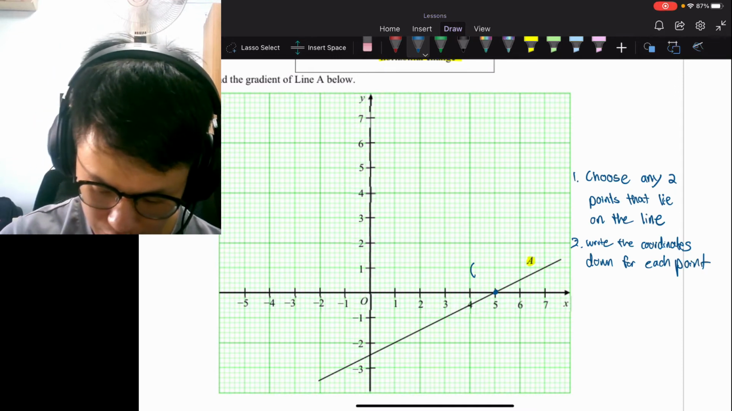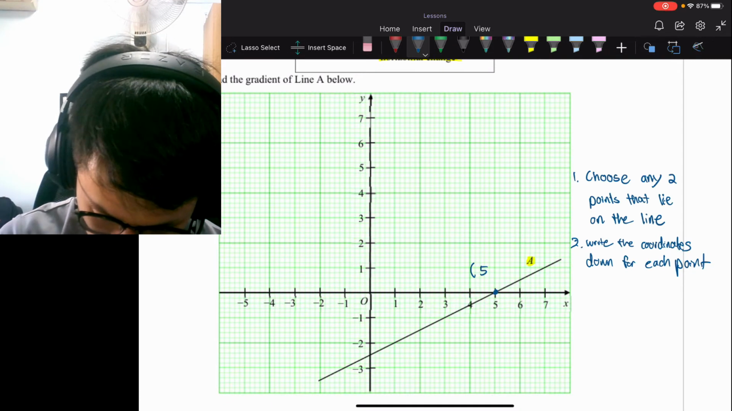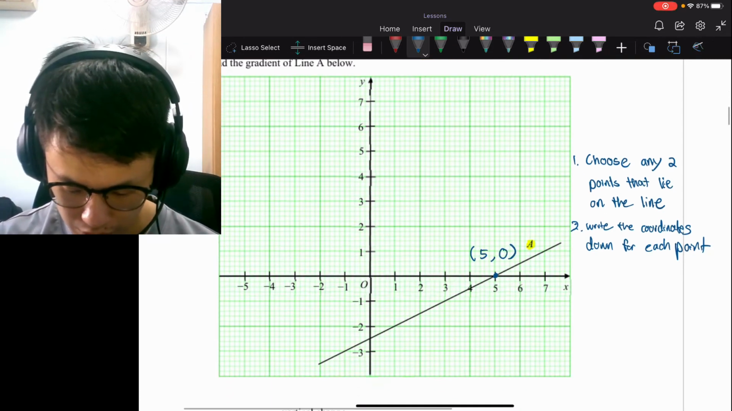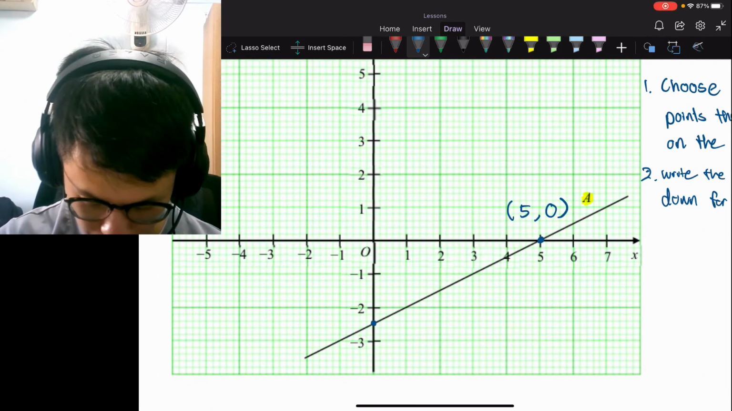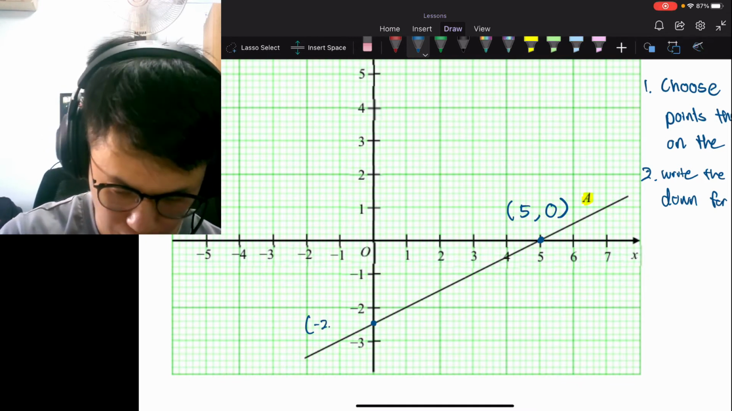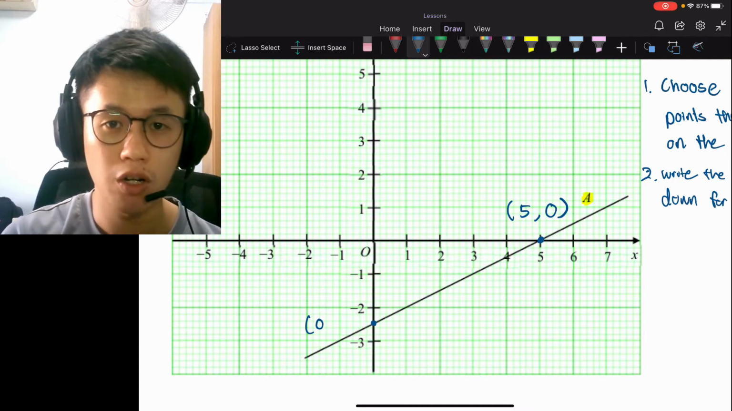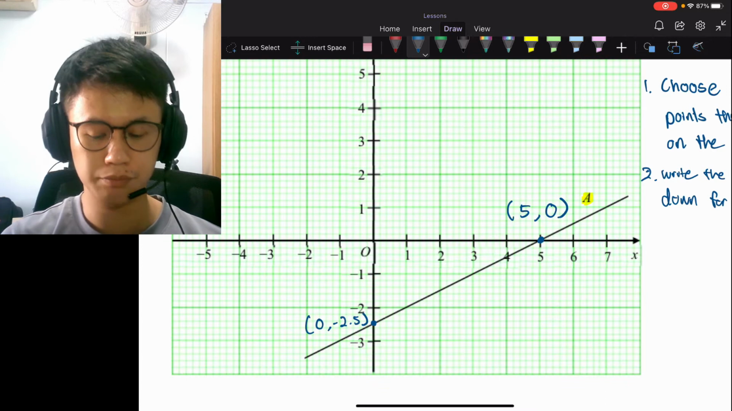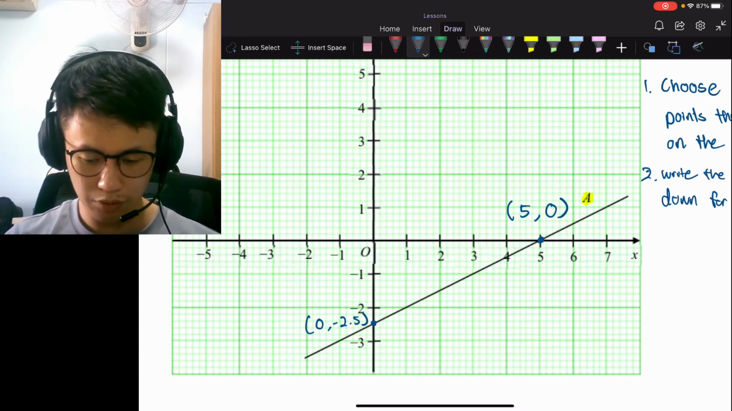Okay, I'm going to write this is 5, 0, right? I'm going to choose the second point. Let's choose this point over here. So this point over here has a coordinate of 0 and negative 2.5. Okay, so yeah, we have two coordinates now.